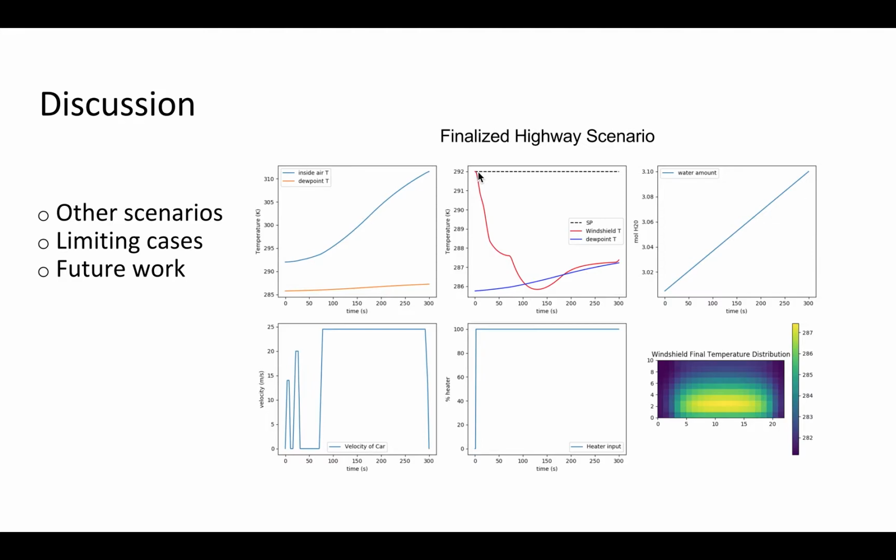As you can see, the controller did not meet the set point at all throughout the whole run, and it actually went below the dew point temperature. But the heater is 100% on. So in this case, the controller has the heater at 100%, but still it is unable to maintain the set point, and this shows one limitation of the physics of the problem. It shows that the controller can only do so much to combat that problem of condensation.